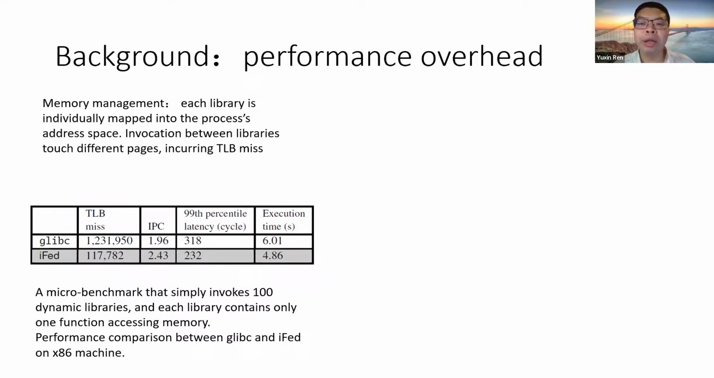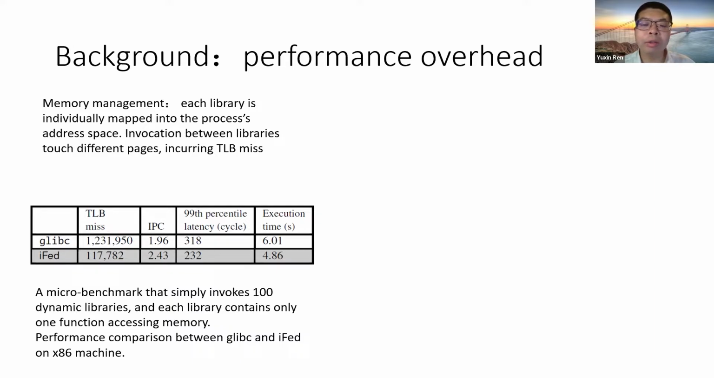However, using dynamic library is not free. Let's analyze some performance overhead incurred by dynamic loading. A representative case is ineffective memory management. Each section of each library is individually mapped into the process address space and is likely to be loaded with small pages. Thus, invocation between libraries touch different pages, incurring more TLB miss.